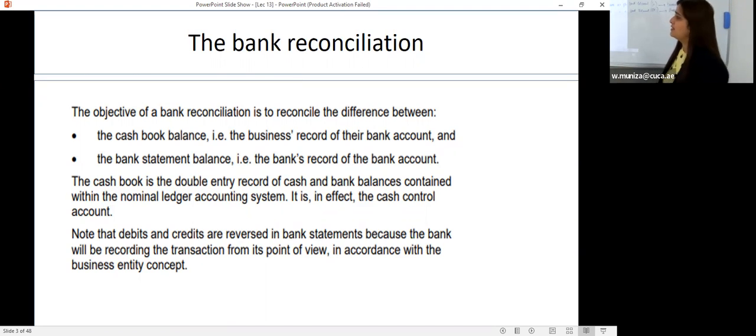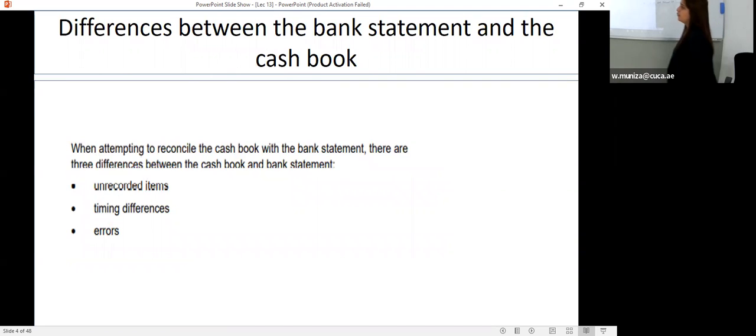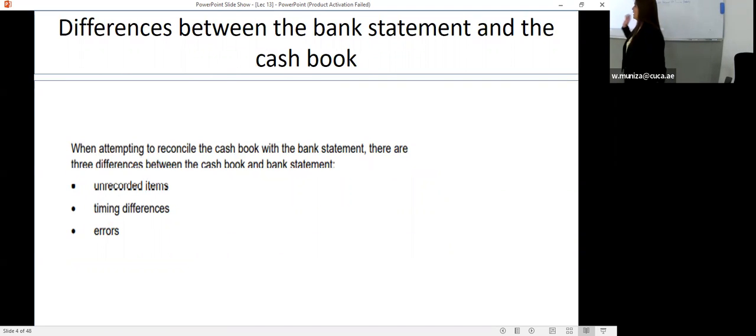Note that the debits and credits are reversed in the bank statements because the bank will be recording the transaction from its point of view in accordance with the business entity concept. If for ourselves, for the organization, the bank is a receivable, for the bank we are the payables. Okay, now why do the differences arise?